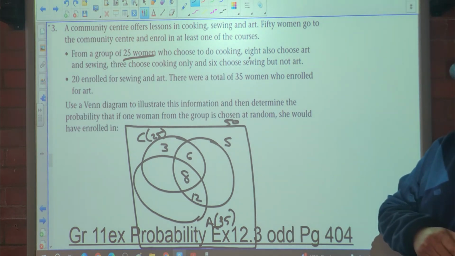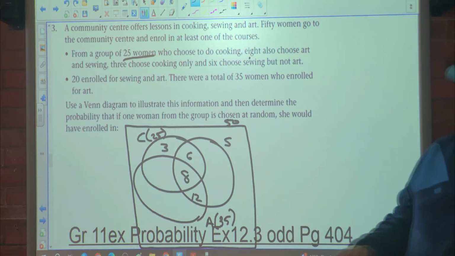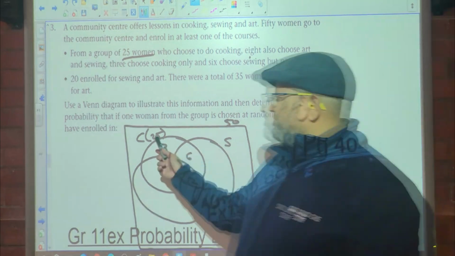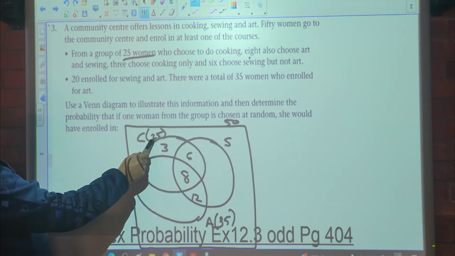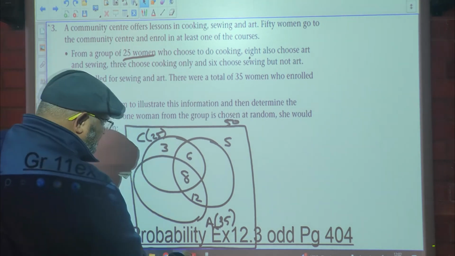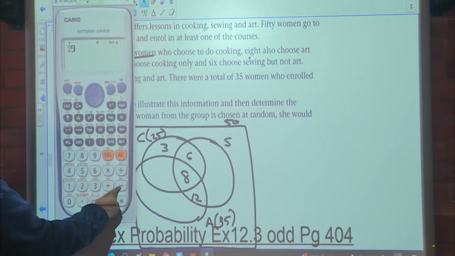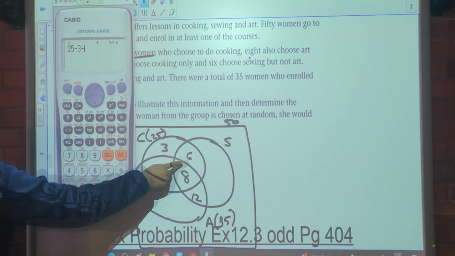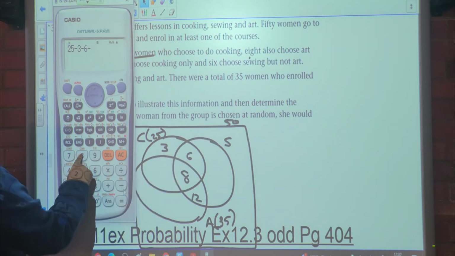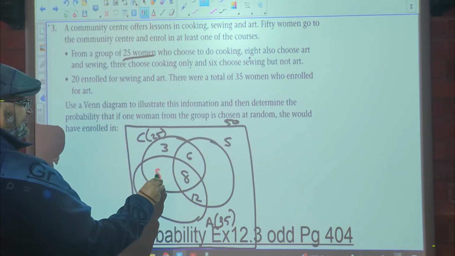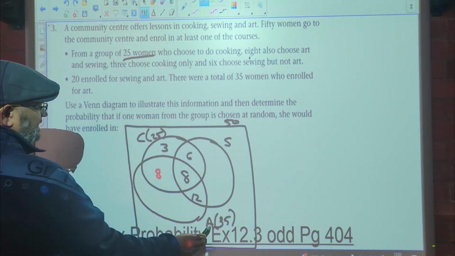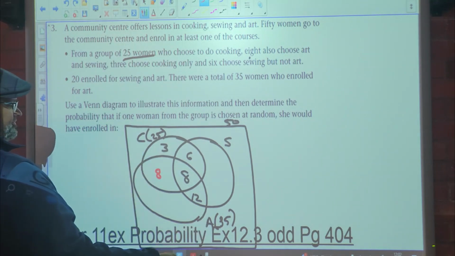Art and cooking. Are you going to do that? Because 3 plus 6 plus 8 adds up to 25. Can you see that? So in other words, 25 minus 3 minus 6 minus 8 gives us 8. That means to say 8 does cooking and art only.